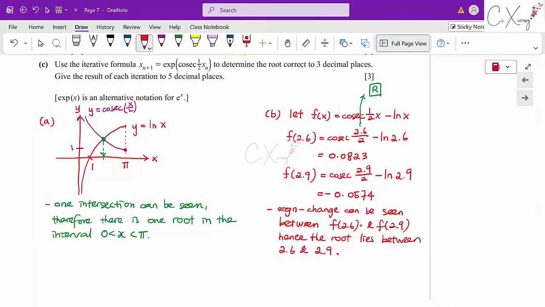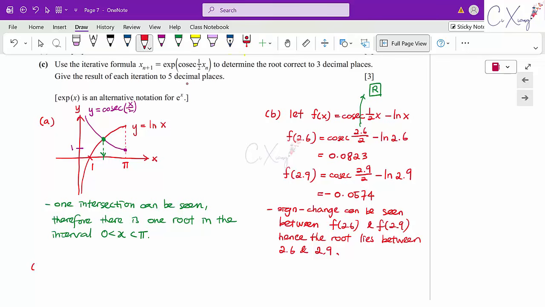Okay, so this is what we have for part B. Then let's continue to part C. They want us to use this iterative formula to determine the root correct to 3 decimal places. Then give the result for every iteration to 5 decimal places.